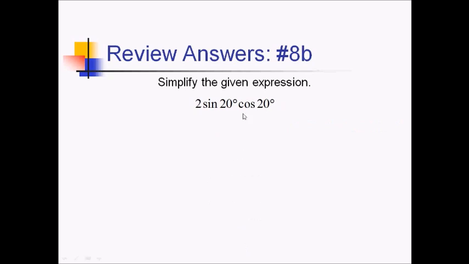For this next one, we're trying to simplify this expression with 2 sine of something times the cosine of the same something. This is really equivalent to sine of 2x. That's this double angle identity. So this is really equivalent then to sine of 2 times the something, in this case 2 times 20, which is just sine of 40 degrees. And 40 is not a special angle like 45 or 30 or any of those, so we can't go any further on this one.